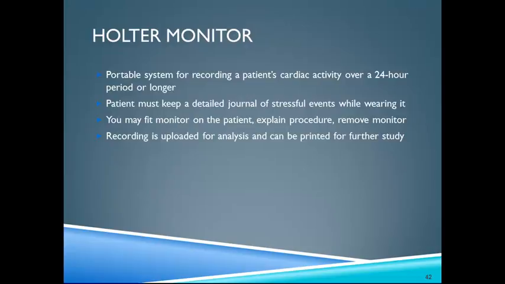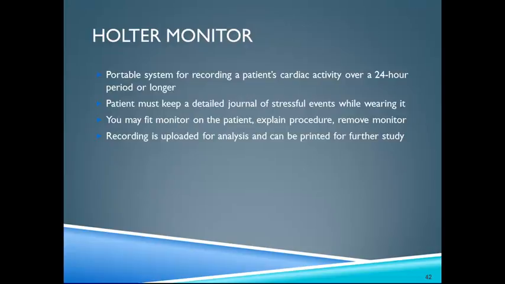Holter monitors are a portable system of recording a patient's cardiac activity for a 24-hour period or longer. Usually we do Holter monitors for 24 to 48 hours. It is said that if you cannot record the abnormality within that time period, a King of Hearts or an event monitor needs to be placed so the patient can just press the button when they have the event. Patients must keep a detailed journal of stressful events while wearing it.